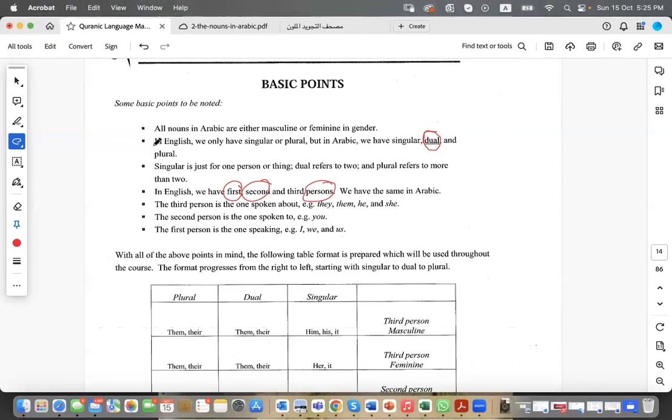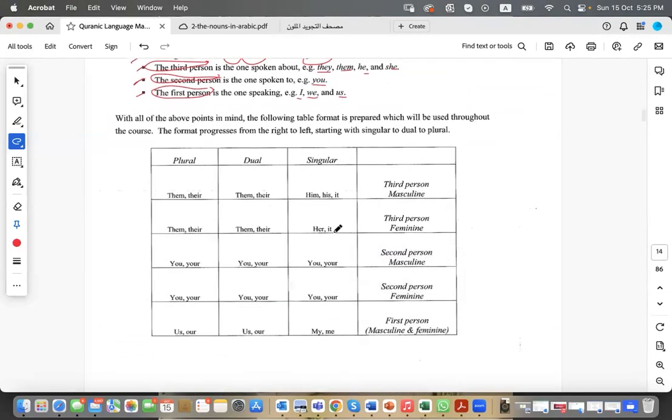So we finished this point, this point, this point, and now this point. The third person is the one spoken about, like they, them, he, she. The second person is the one spoken to, like you, for example, and the first person is the one speaking, like I, we, us. And we're going to talk now about this in detail through this table.